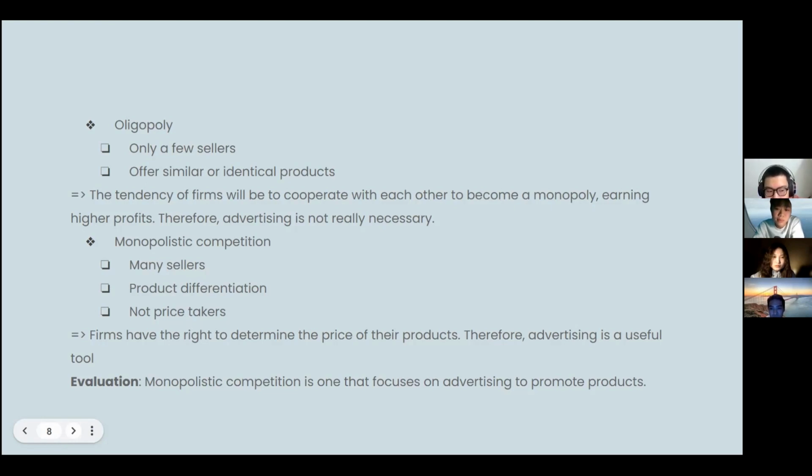And the final type of market is monopolistic competition. In this type of market, many sellers are involved with goods with different characteristics. They have the right to determine the price of their products. So advertising is a useful tool for companies to make their products known to more people. So in conclusion, among today's major market categories, monopolistic competition is the one that focuses on advertising to promote products.